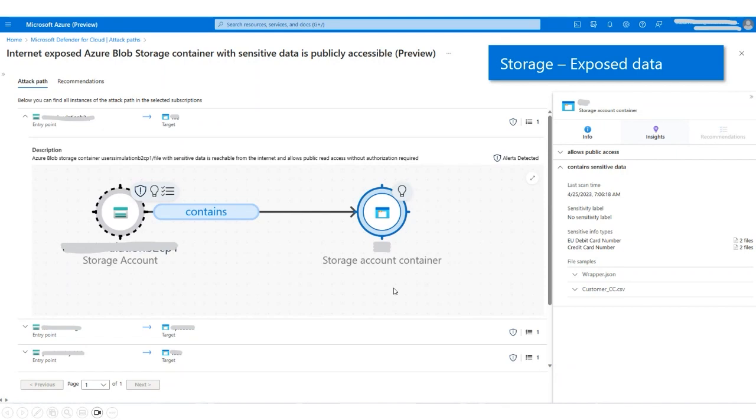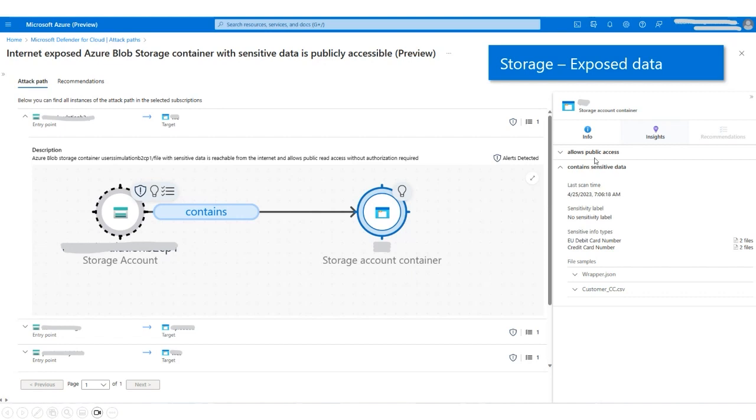We are also identifying if you have any sensitive information that is currently exposed to the internet. So using this attack path, we are identifying that there is a storage account which is exposed to the internet, and also the container within this storage account is publicly accessible. By identifying this risk, we are letting you know what kind of information might leak and also alerting you that this configuration needs to be addressed.